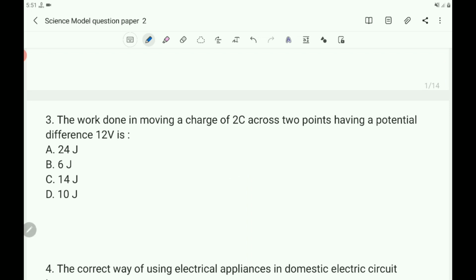What is that question? The work done in moving a charge of 2 coulomb across 2 points having a potential difference 12 volt is. Here you know that, what is the relation among the potential difference, charge and work done? You know that potential difference is equal to work done in bringing 1 coulomb of charge, that is W by Q. So therefore W is equal to V into Q.